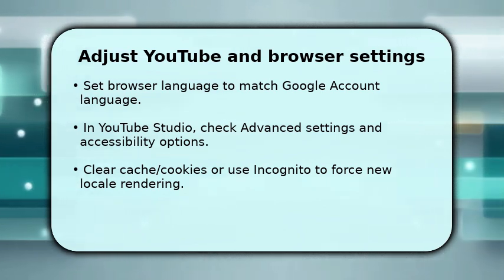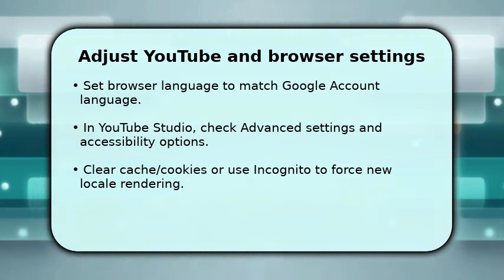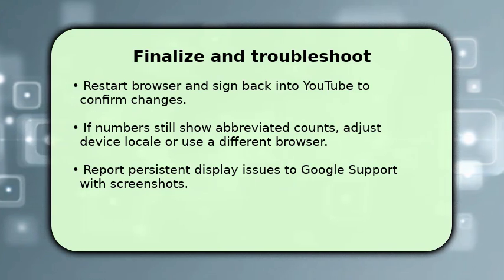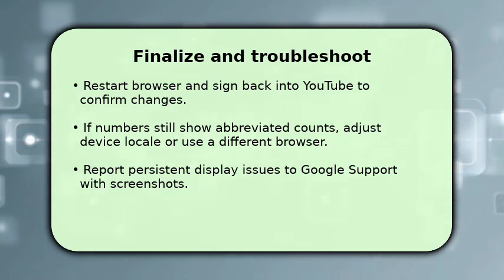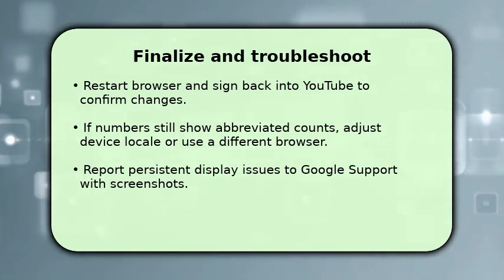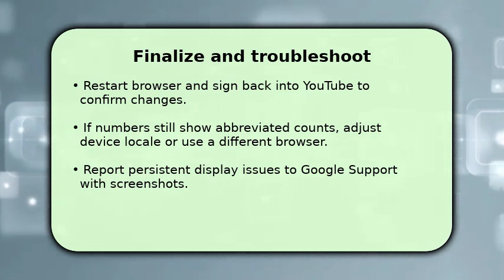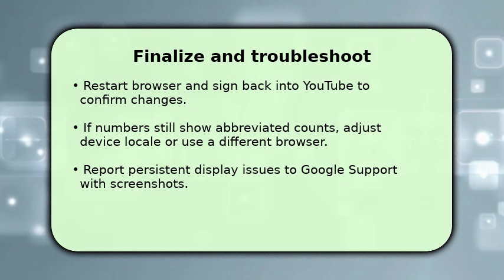Finish by restarting your browser and signing back into YouTube to confirm the new number formatting appears across Studio and public views. If you still see abbreviated or unchanged counts, change your operating system's locale or test another browser. Sometimes device-level settings override web preferences.